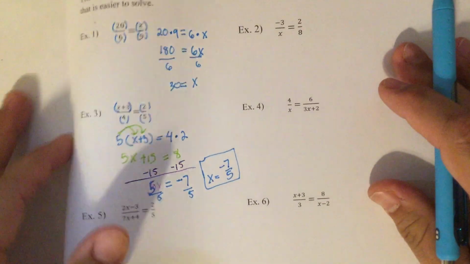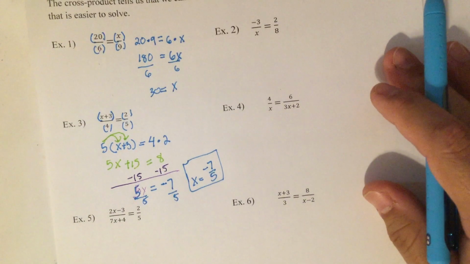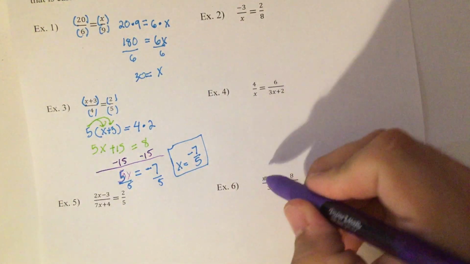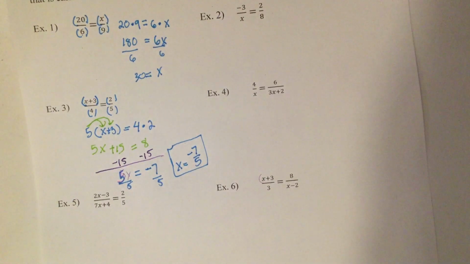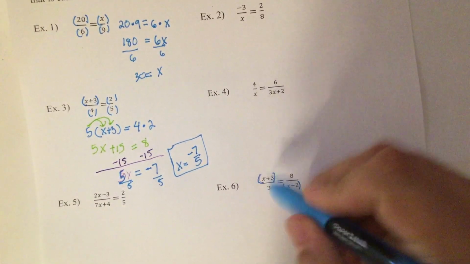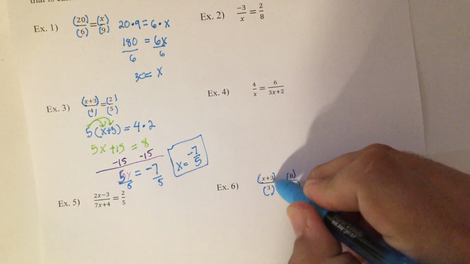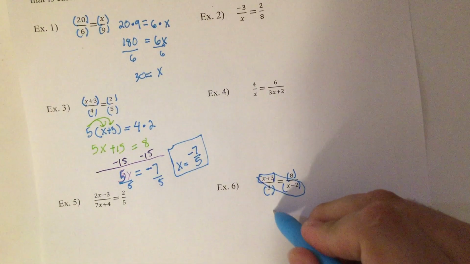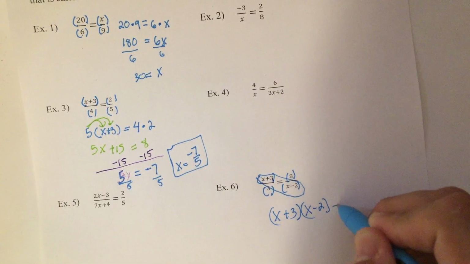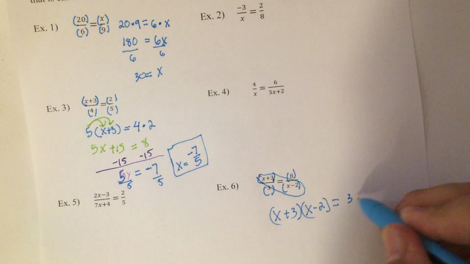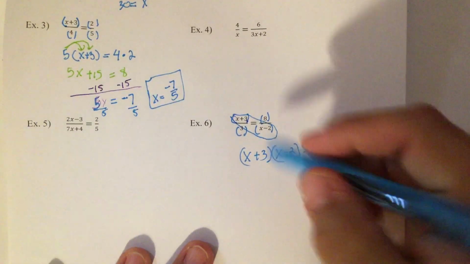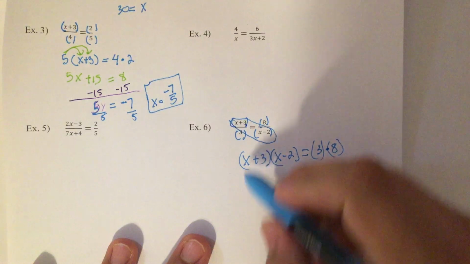I'm going to go ahead and scroll down to example 6. Example 6, you'll notice there's two binomials. So I'm going to put this in parentheses here. X plus 3 in parentheses times x minus 2 equals 3 times 8, right? So cross multiply. So x plus 3 times x minus 2 equals 3 times 8, and if I put everything in parentheses, that's really what it looks like right there. So now I can distribute everything, right? I get x times x.